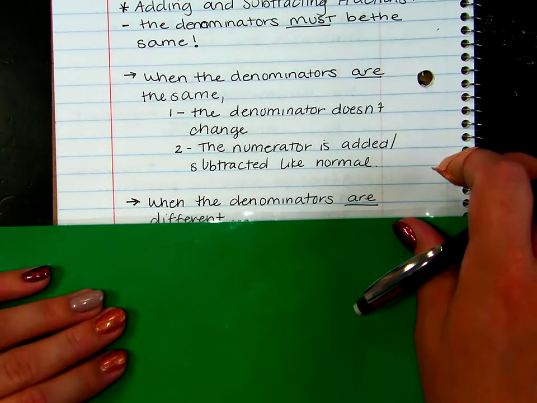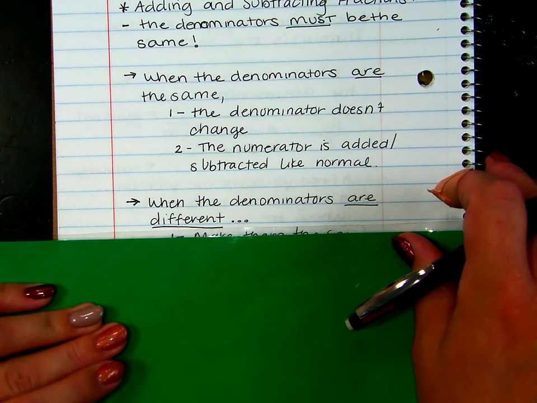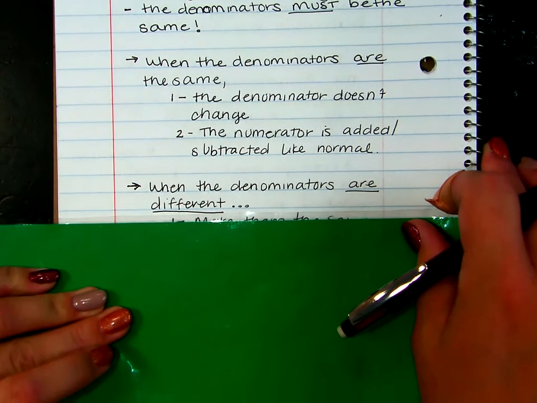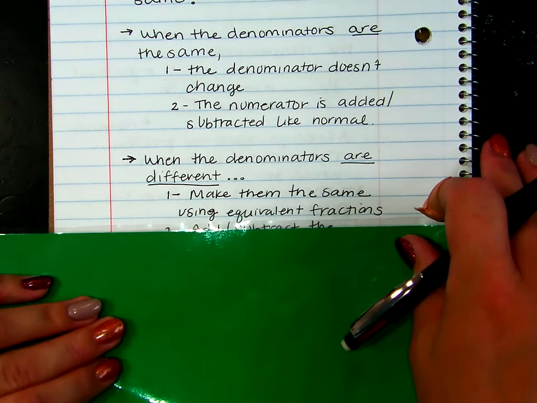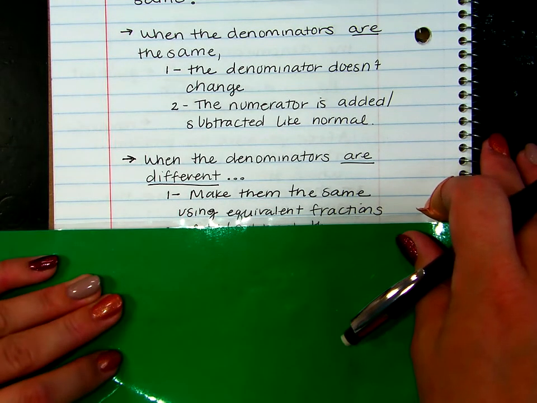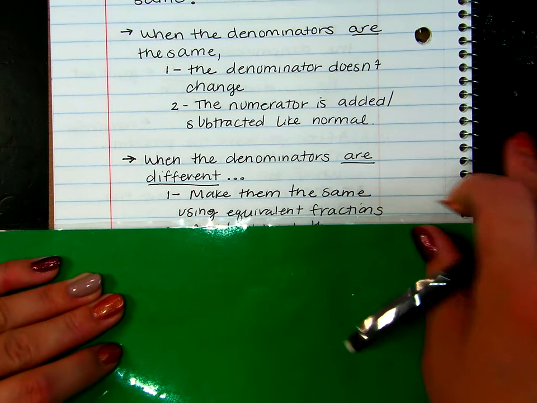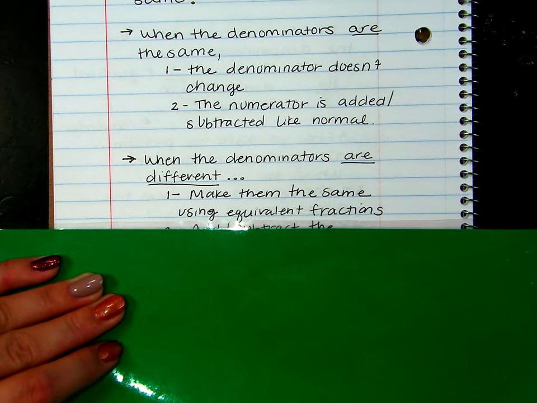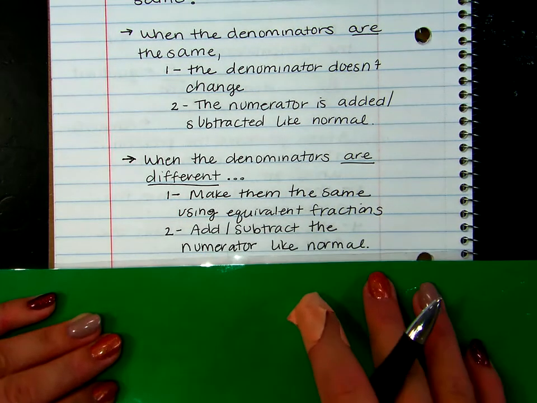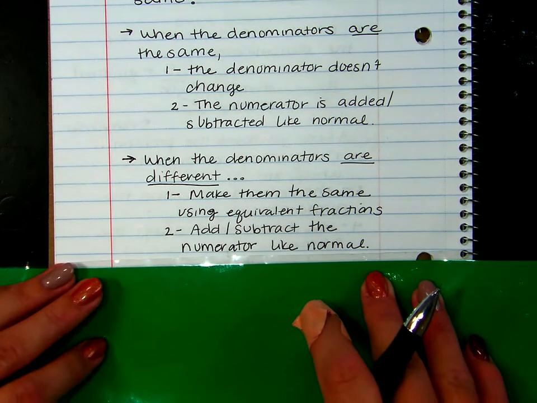One more section. When the denominators are different, so when they are not the same, we need to make sure that we make them the same, and we're going to do that using equivalent fractions. You can also view this as finding the least common multiple. You can also use this in finding a common denominator. Ultimately, what you're going to be creating is an equivalent fraction, so that's what we're going to be doing. Then, we are going to add or subtract the numerators like normal.